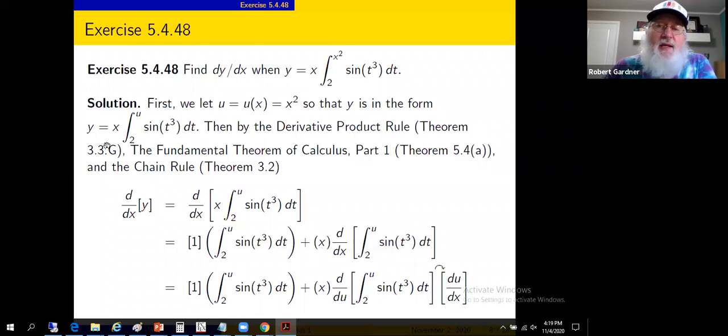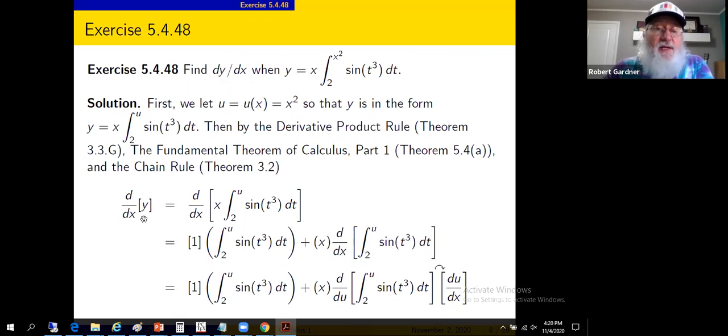Then what we're looking at is y is x times the integral from 2 to u, sine t cubed dt, with the understanding that u equals x squared, simply a substitution. Still got two functions of x. The first function is x itself. The second function is this thing. That's a function of x, right? There's an x hidden inside that u, but it's still there. So we need the product rule. And to differentiate the second thing, the integral, we need the fundamental theorem of calculus, part 1.